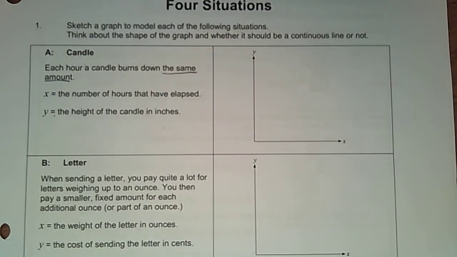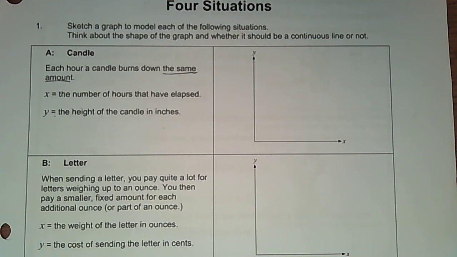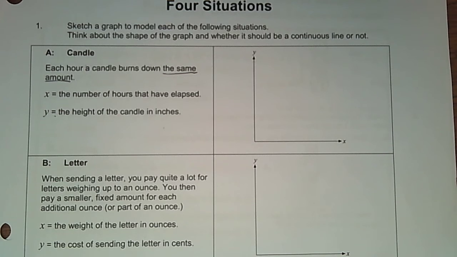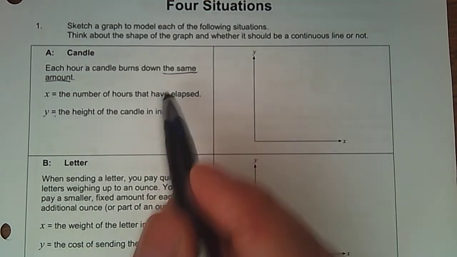So what do we know about what this graph will look like? Well, one thing we need to know is, is this going to be a continuous line or not? And as a candle is melting, that is a continuous situation. So it doesn't stop melting in the middle of it and then pick up again like a minute later. It's continuously melting down until there is no candle. So it is a continuous situation. But what kind of math model can model a candle burning down at the same amount?